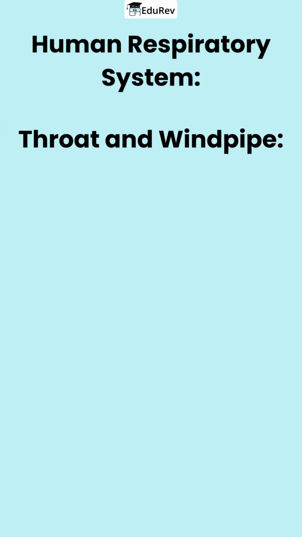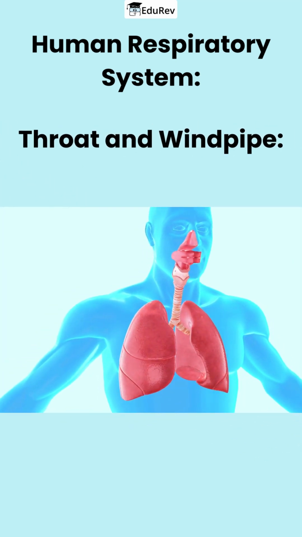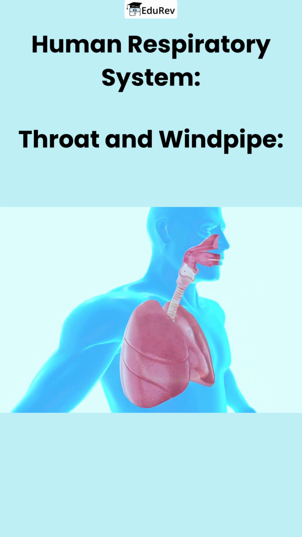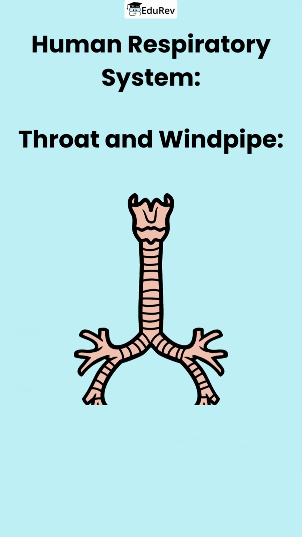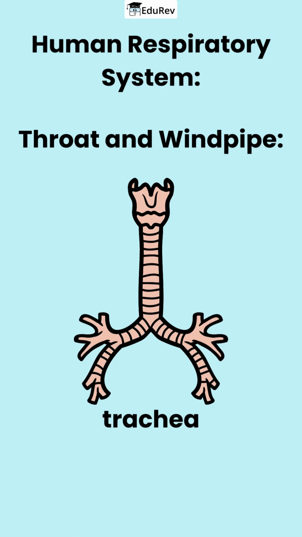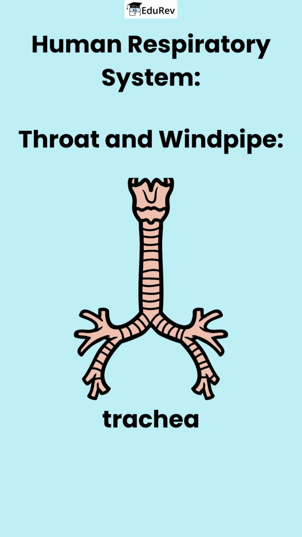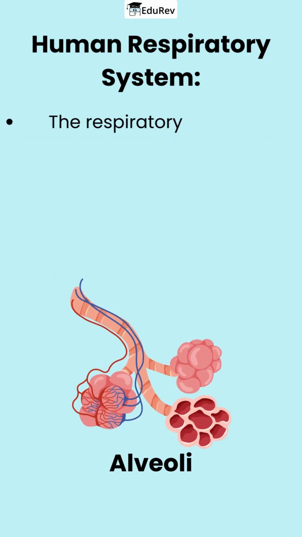Throat and windpipe. Air progresses from the nasal passage to the throat before entering the lungs. The windpipe, or trachea, divides into bronchi, which further branch into bronchioles. Alveoli, the site of gas exchange.